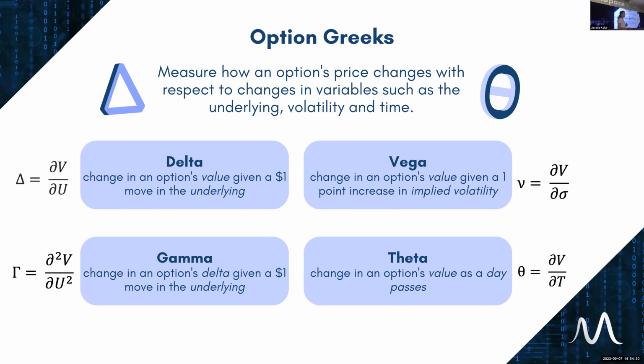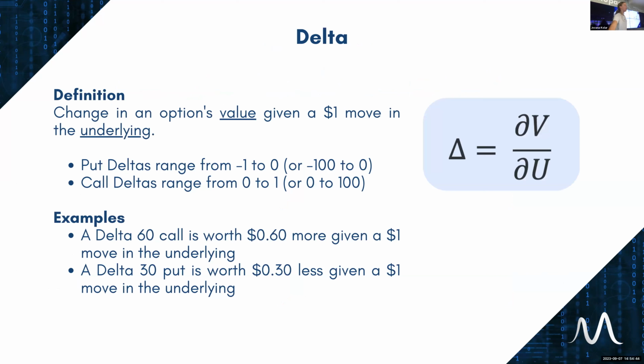There are more Greeks, like rho, which is essentially sensitivity to interest rates. There's second order Greeks, charm. Yeah, a lot of different Greeks, but these are the main ones. Okay, so starting off with delta. So delta is just the change in the option value as the underlying moves up $1. So we'll skip this for now, go to here.